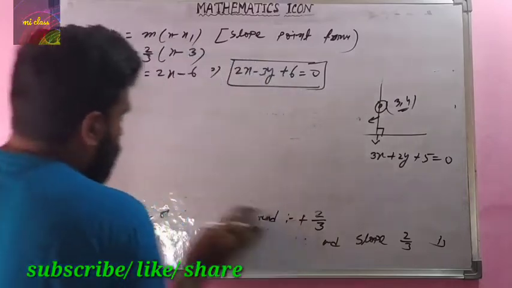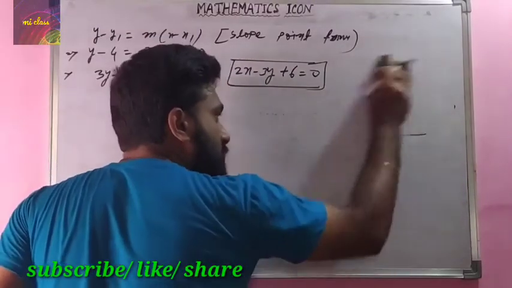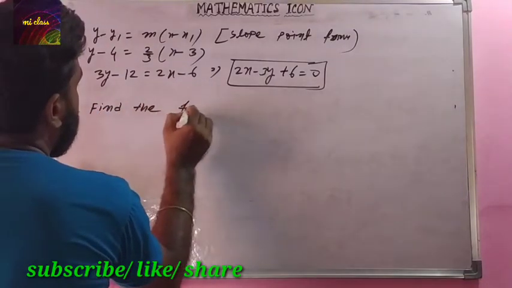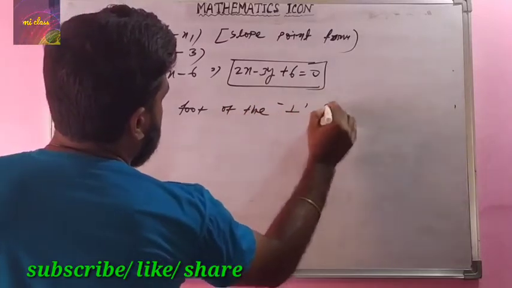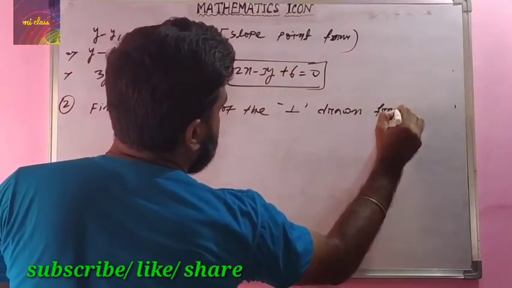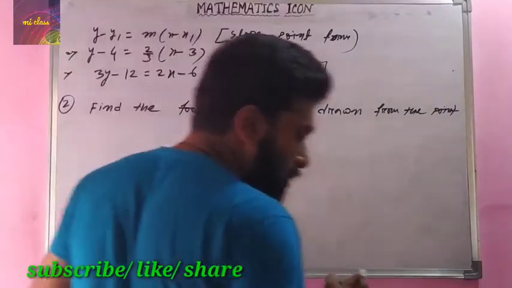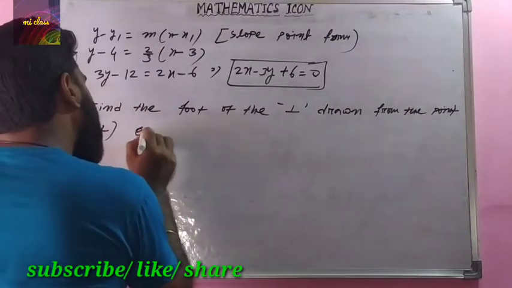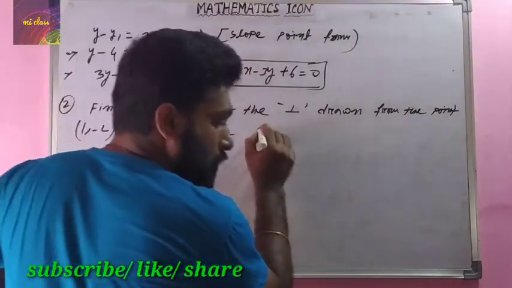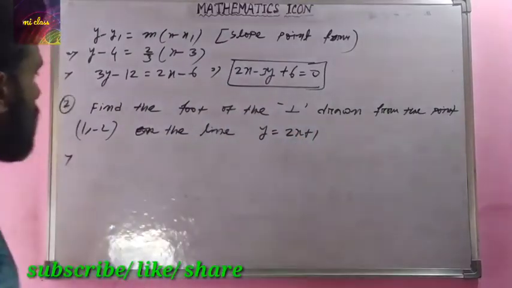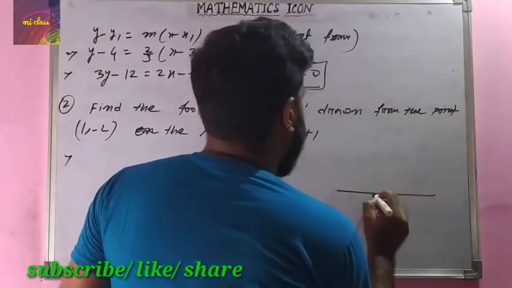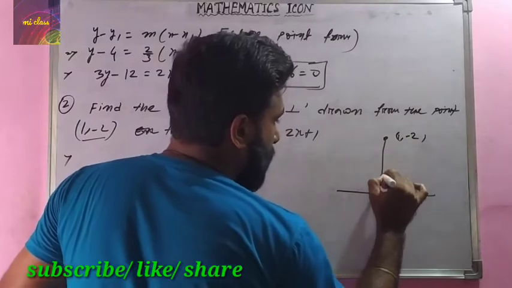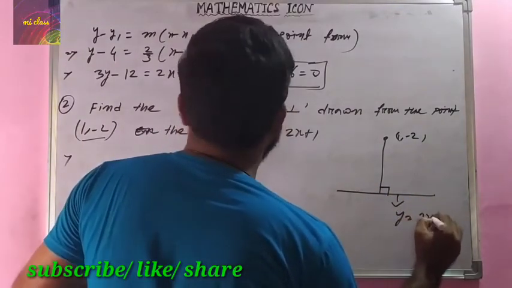Find the foot of the perpendicular drawn from the point. This type of question is very, very important. Find the foot of the perpendicular drawn from the point (1, -2) on the line y equals 2x plus 1. That means one perpendicular is drawn from the point (1, -2) on the line y equals 2x plus 1.